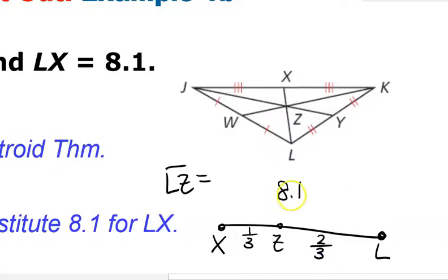Okay, so easiest way to go about this is do 8.1 divided by 3, and I can do that in my calculator. Dividing by 3 is 2.7, that's going to be 1/3 of it. Okay, to find 2/3, I can times that by 2. And I have 5.4. Okay, now what was I trying to find? I was trying to find LZ, which I just got, 5.4.